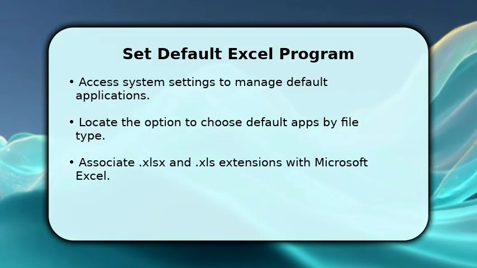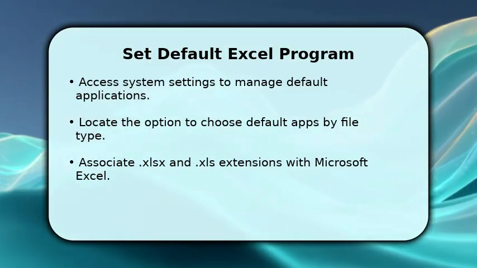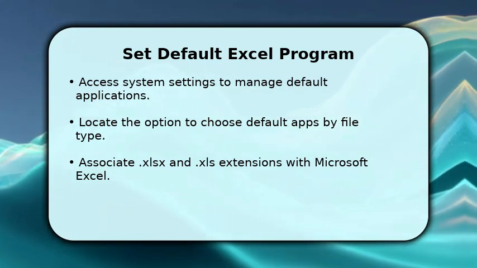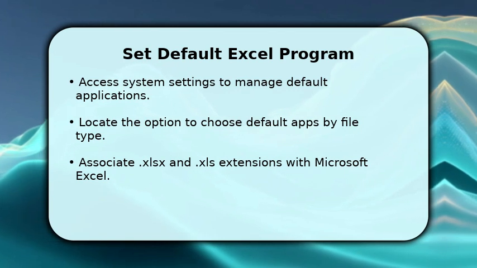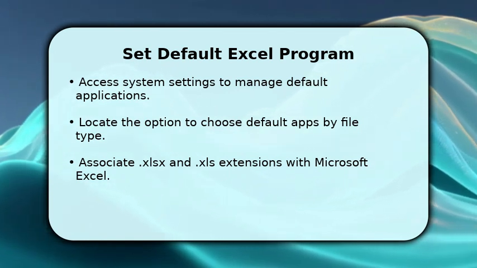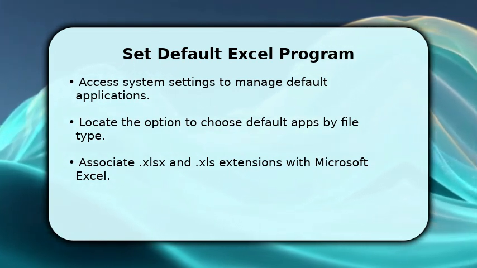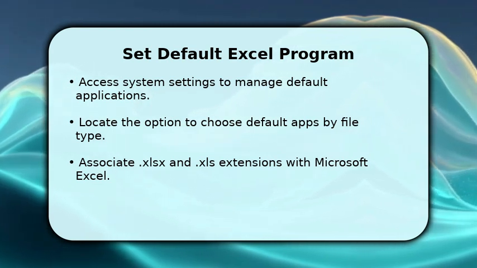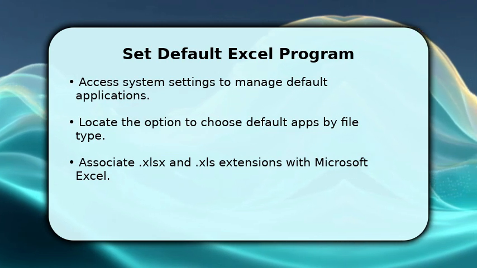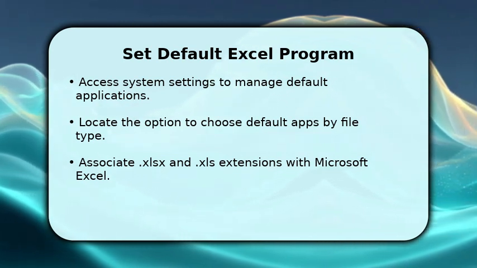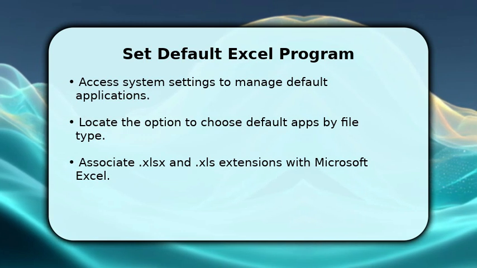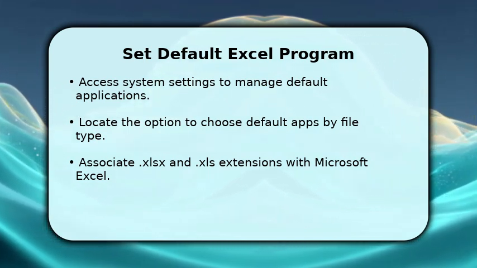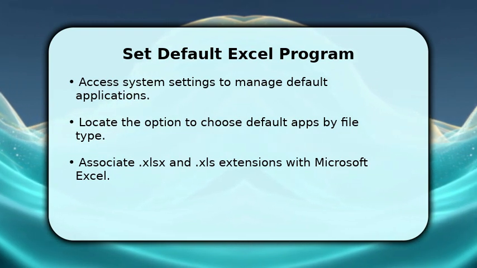If your Excel files aren't opening with Excel by default, you'll want to adjust your system settings. Navigate to your operating system's default app settings. Here, you can specify which program opens certain file types. Find the XLSX and XLS extensions and set Microsoft Excel as their default application. This ensures all future Excel files open correctly with just a double-click, saving you time and hassle.